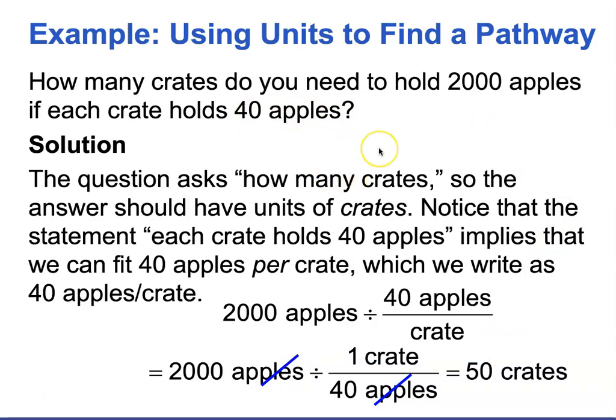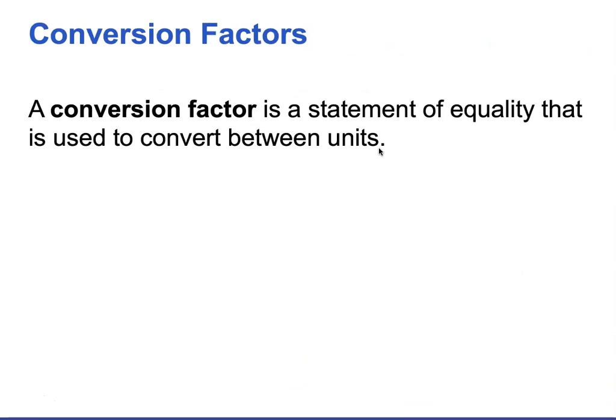But when we start doing unit analysis and you get into something called stoichiometry, you could be converting several different times. So you need to make sure you have it organized and you have it in the right way to make sure that the units come out the way they're supposed to. Conversion factors. A conversion factor is a statement of equality that is used to convert between units.